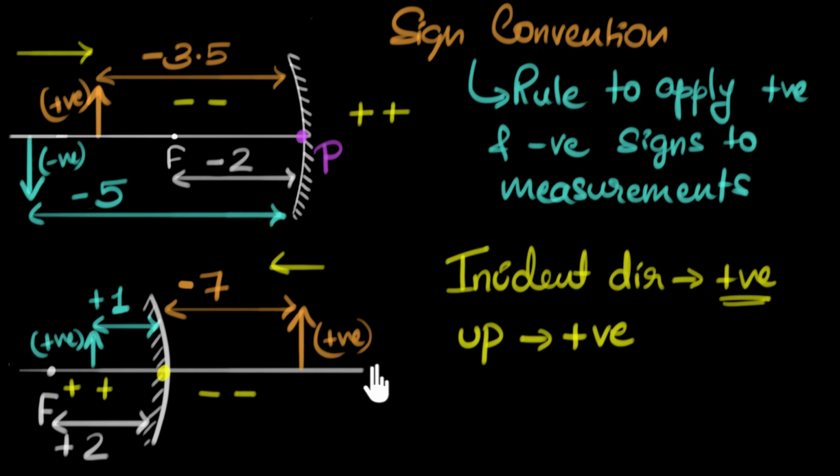And that's it for sign conventions. So we have 3 rules. All the distances are measured from the pole. Then you start from the pole and you go in the incident direction, that's chosen as positive. And when it comes to heights, any height above the principal axis is chosen as positive. And by the way, this particular convention that we are following is given a name. It's called the Cartesian sign convention.